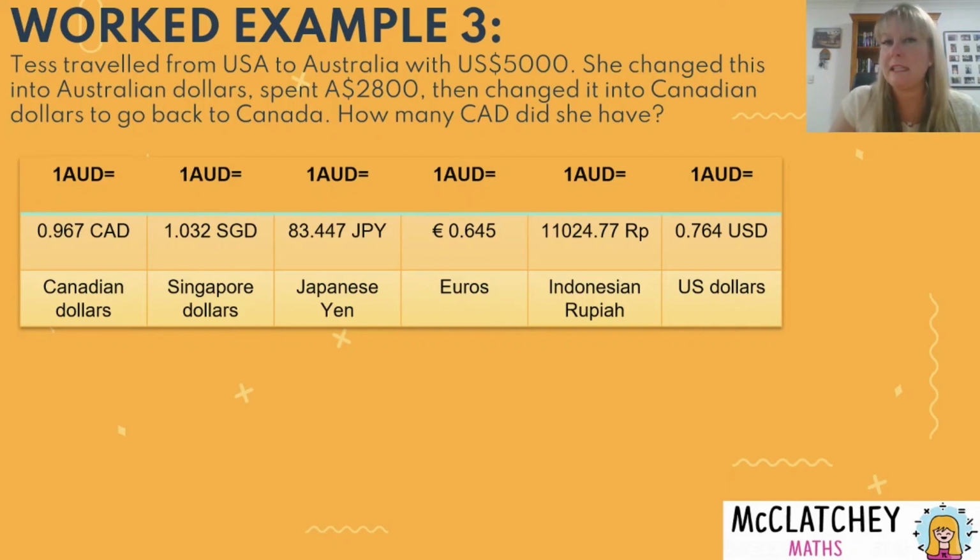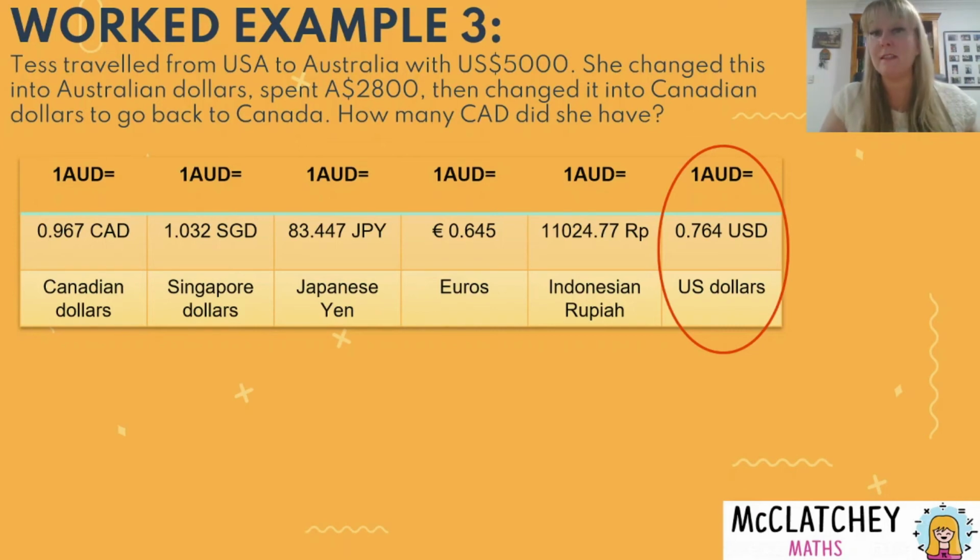So firstly, let's start with that little leg of the voyage from USA to Australia. So 1 Australian dollar equals 0.764 US dollars. So she's starting with 5,000. So we're going back into Australian dollars. You'll notice that there's less US dollars than there are Australian. So that means that when we do the change, she's going to end up with more Australian dollars than 5,000. So think the logic through.